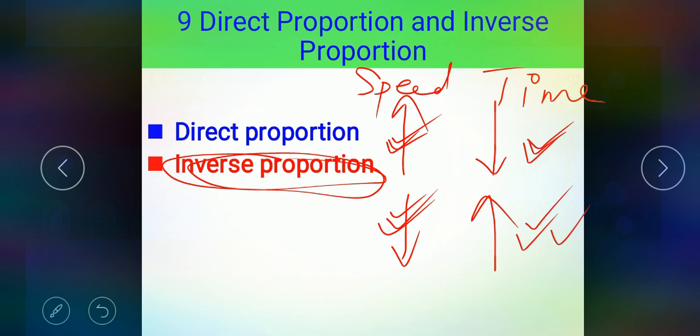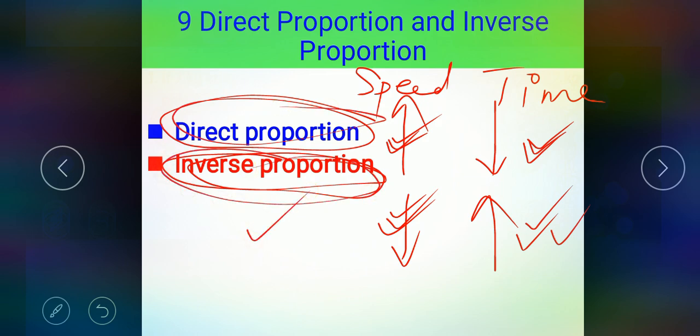So this is what direct proportion and inverse proportion are. Students, today in this lecture we are going to discuss and learn direct proportion. You will learn inverse proportion in the next lecture. So in this video we are going to talk about direct proportion.